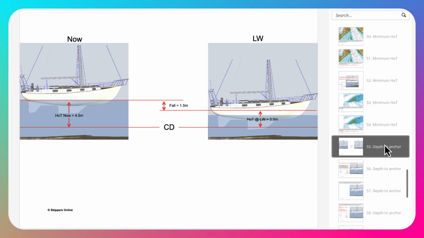Before anchoring on a falling tide, you need to calculate the minimum depth of water you must anchor in now in order that you do not go aground at low water. If you calculate the height of tide now, let's say 4.5 meters, and subtract from this the height of low water, let's say 3 meters, you know how much the tide will fall between now and low water, 1.5 meters in this case.